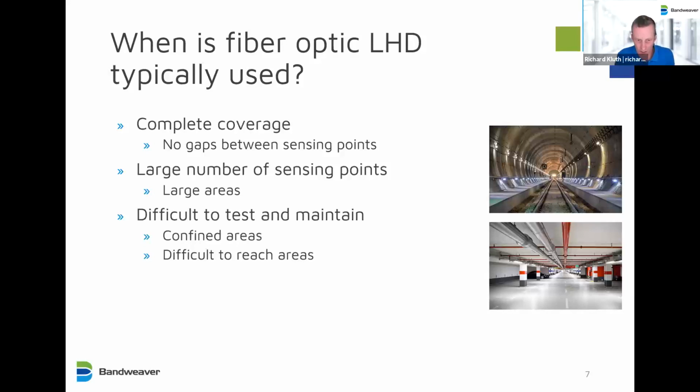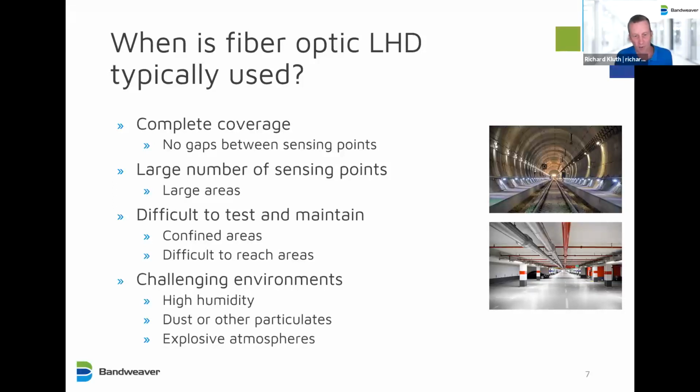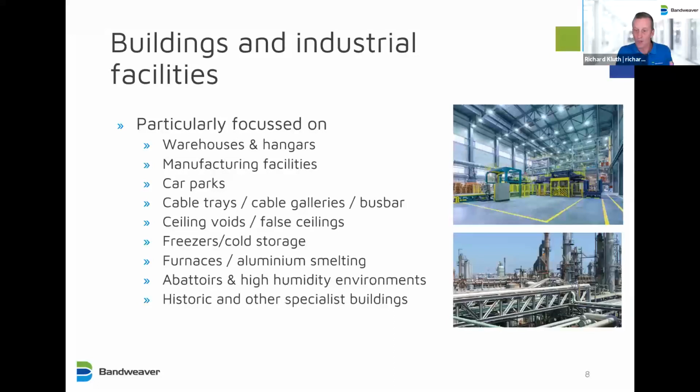Areas difficult to test and maintain, so whether that's confined areas, difficult to reach areas, or challenging environments such as high humidity, dust or other particulates or explosive atmospheres. If this is one of the sort of factors that come into play, then this technology certainly started to expand into those areas. And we saw, as well as expanding within the rail network, it expanded to numerous other areas as well. And so what we'll be focusing on for this presentation is buildings and industrial facilities.